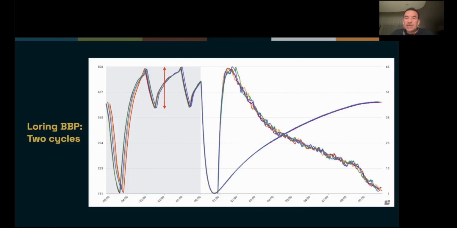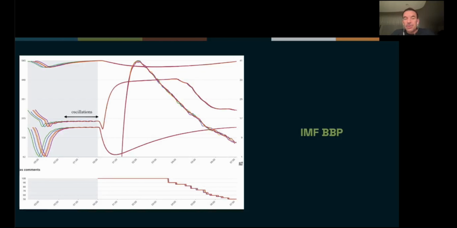This is specific to the Loring. There's no other machine that has a between batch protocol like this. In an IMF, you have this situation where the bean temperature stabilizes, and all that really matters when you charge is that the bean temperature reading is at the same level every time.